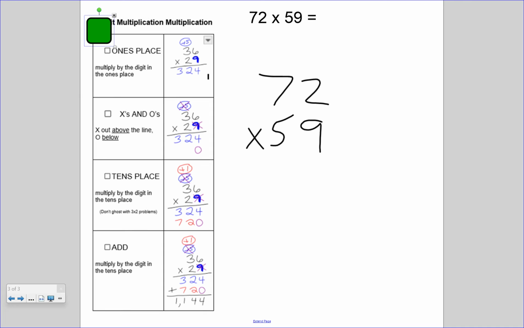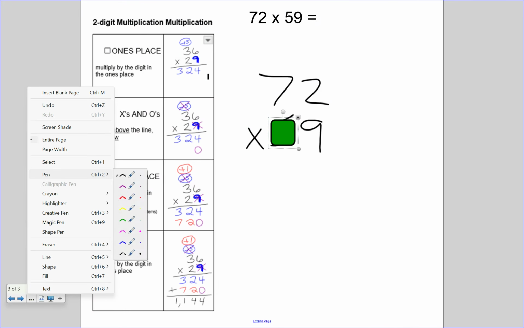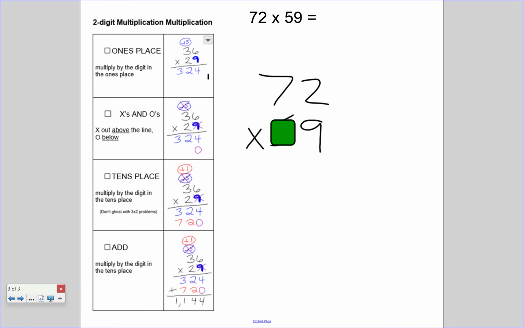I am going to, however, put my sweater here because I do think it's important. Now, you're not going to have a sweater, but what you can have is a piece of a Post-it note to cover that up so that we can focus on step 1. Step 1, just multiply by that digit in the ones place. It's 72 times 9. You know how to do that.